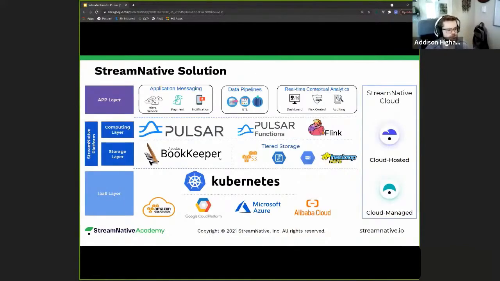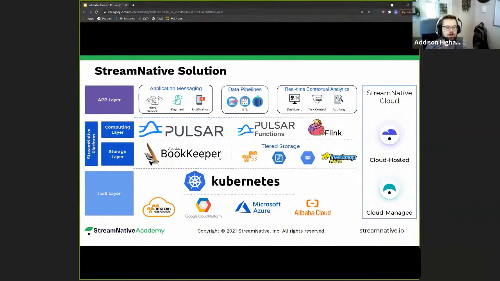Talking about the StreamNative solution, from a high level, once again, we've got Pulsar's ability to do lots of different use cases. So application messaging, data pipelines, as well as what we call real-time contextual analytics, where we're taking historical data that we can store and process from Pulsar, and then merge that with real-time data for things like risk control and auditing dashboards, where we need that historical context, as well as more recent data to inform models.